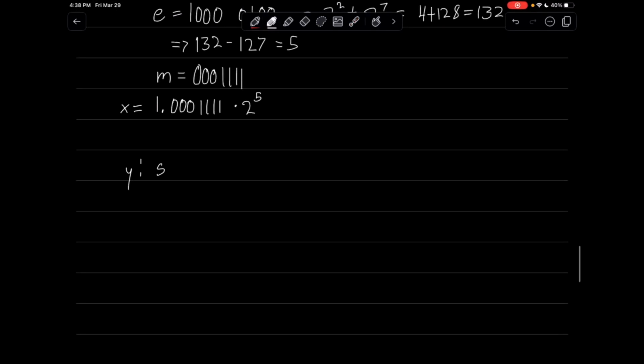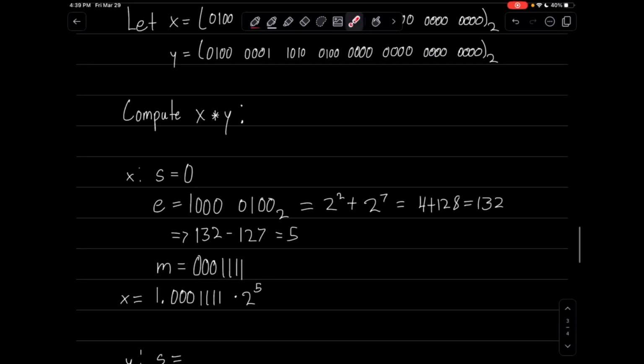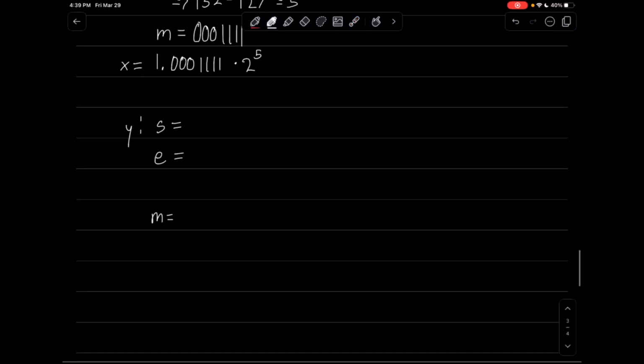So sign is equal to something, E for exponent, then M for mantissa, right? So let's go ahead and find these three values. The sign, we do the same thing. We look at the MSB of Y. We notice that it's 0. We copy it down, right? That's equal to 0.